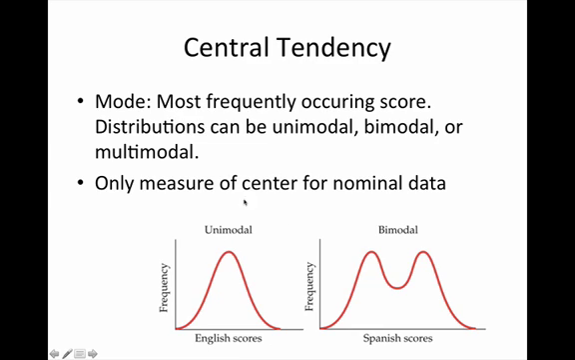In this first distribution, we can see that this is a unimodal distribution. There's only one mode. In this distribution, we have a bimodal distribution where we have two peaks in the data. The mode is the only measure of center that's appropriate for nominal data.